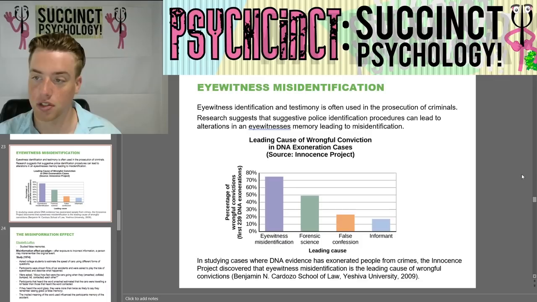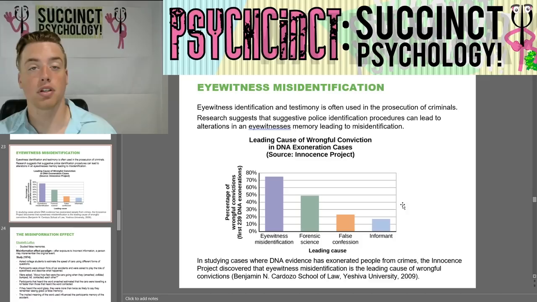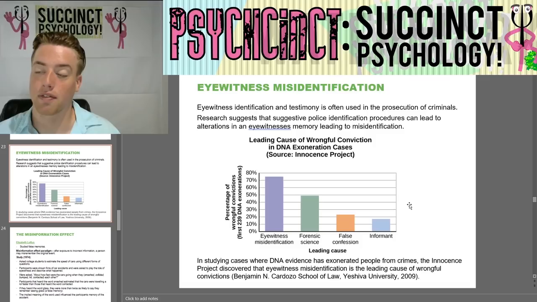So, eyewitness misidentification. Eyewitness identification and testimony is often used in the prosecution of criminals. Now, research suggests that suggestive police identification procedures can lead to alterations in an eyewitness's memory, leading to misidentification.